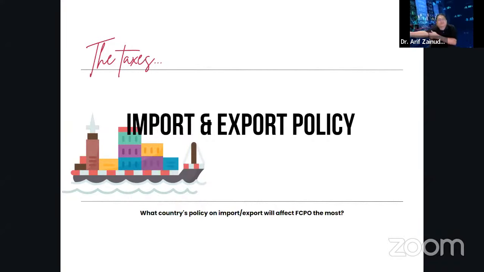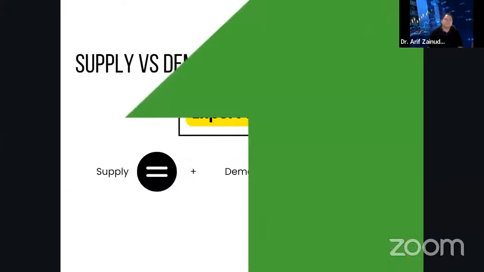What country do you think the policy on import and export will affect FCPO the most? It's Indonesia and India. We don't see a lot of China, we don't see a lot of Europe, but at least for the past 2 years, there's a lot of movement happening just because these two countries are making changes to their import and export policies.